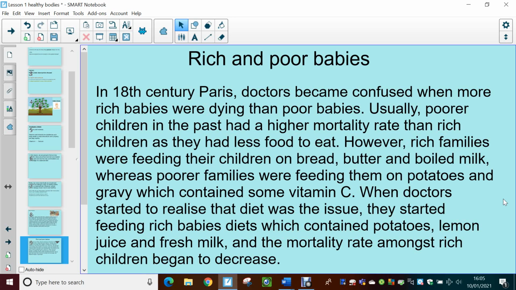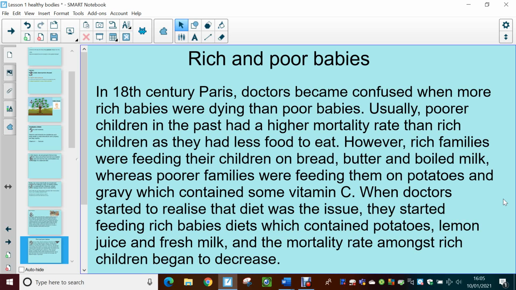However, rich families were feeding their children on bread, butter, and boiled milk, whereas poorer families were feeding them on potatoes and gravy, which contained some vitamin C. When doctors started to realise that diet was the issue, they started feeding rich babies diets which contained potatoes, lemon juice, and fresh milk, and the mortality rate amongst rich children began to decrease.